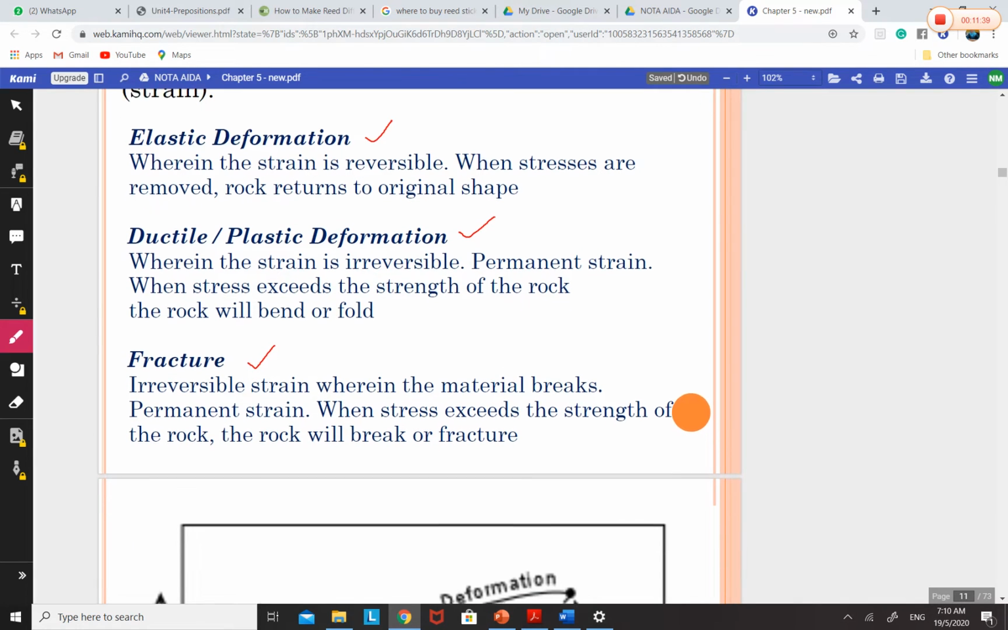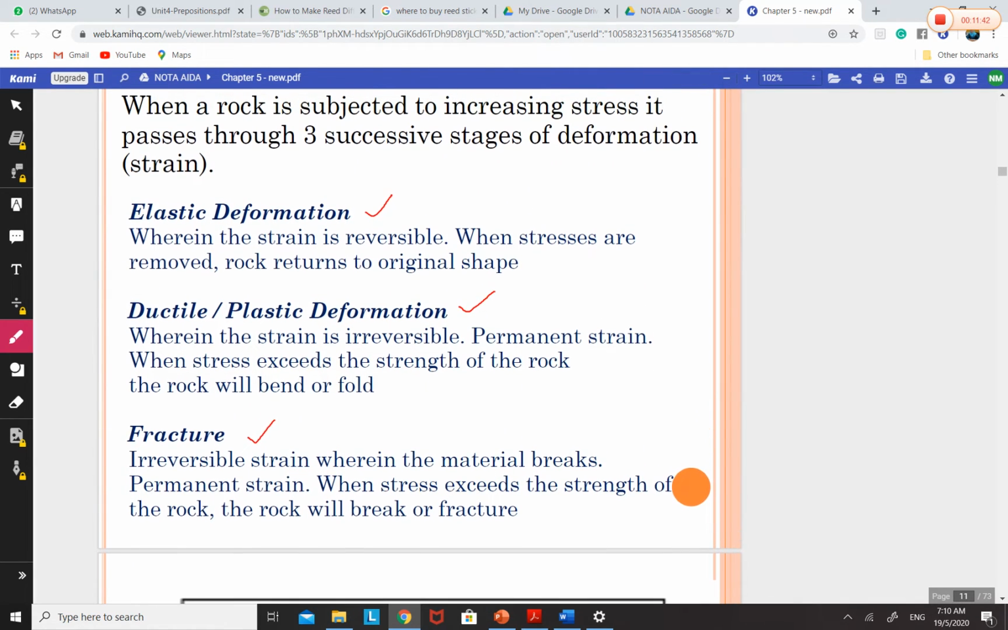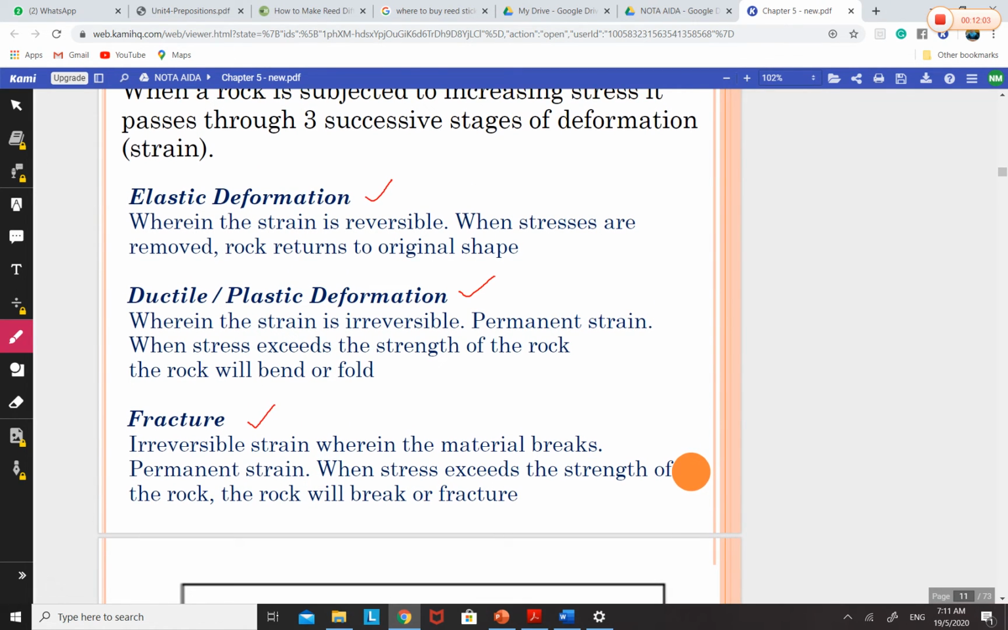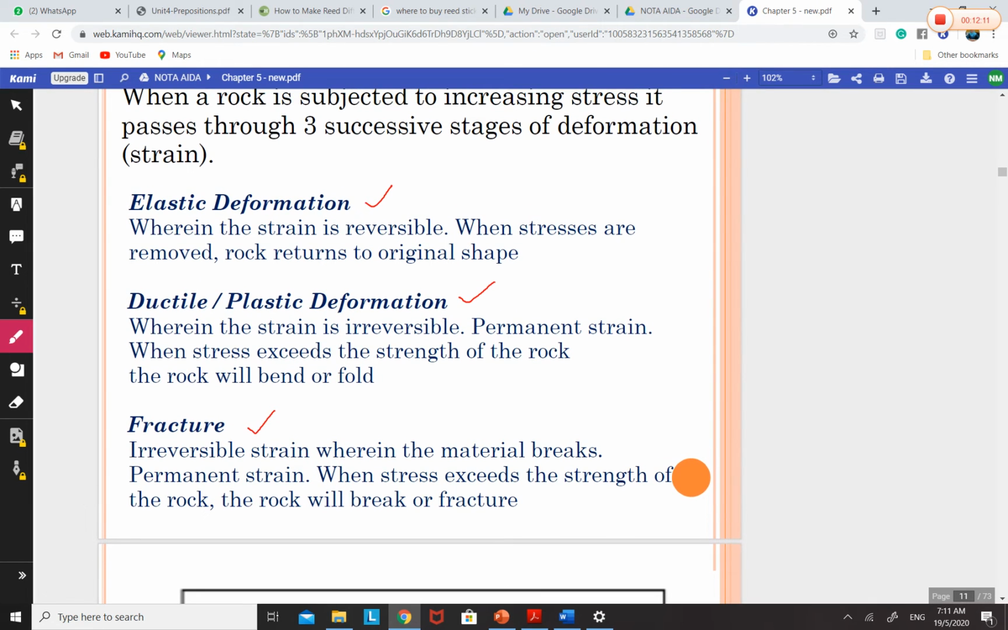But when it reaches plastic deformation, the strain is irreversible. Maknanya dia tak boleh nak reverse balik to the original shape. Dia akan permanently strain, berubah di situ once it's at the plastic point. And the last one, after the certain stress that the rock ultimately can receive, it will fracture. Fracture means the failure point lah. It will permanently strain when stress exceeds the strength, and the rock will break, pecah or fractured.